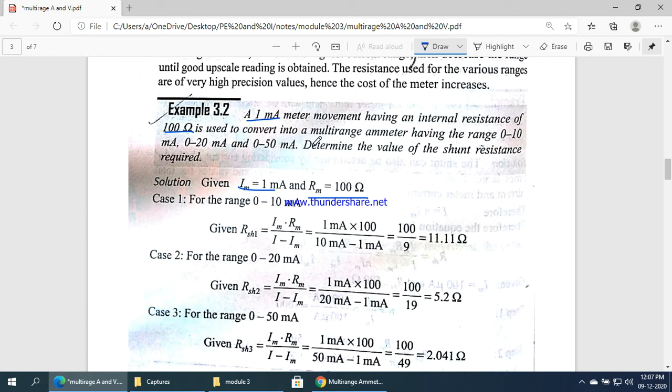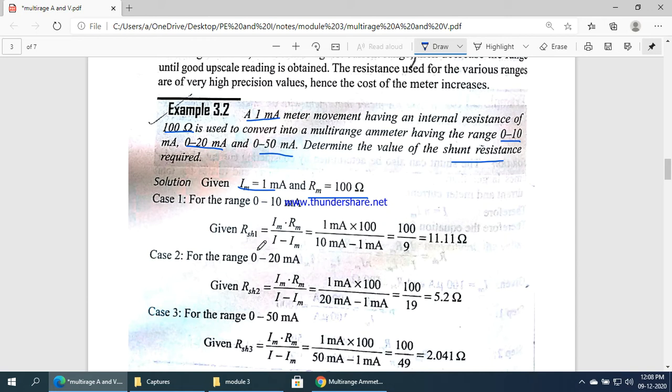So we are converting it to a multi-range ammeter having ranges of 0 to 10 milliamps, 0 to 20 milliamps and 0 to 50 milliamps. So this one we are converting into a multi-range ammeter. The ranges are 0 to 10 milliamps, 0 to 20 milliamps and 0 to 50 milliamps. Determine the value of shunt resistance. So the shunt resistance we have to calculate.